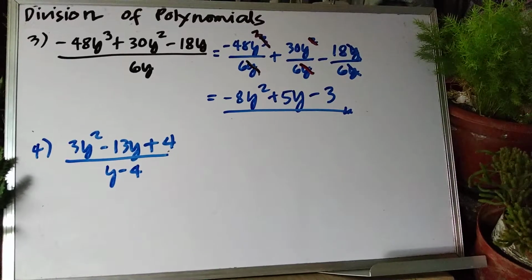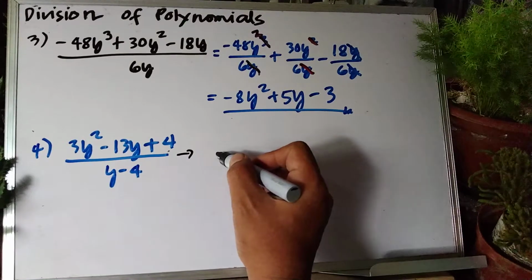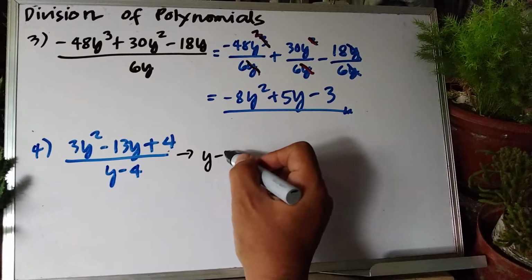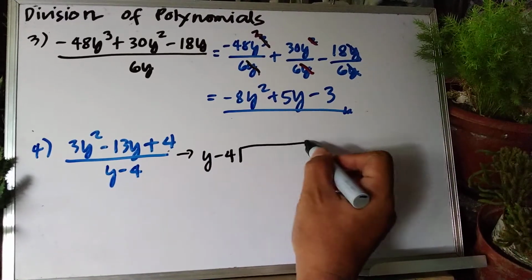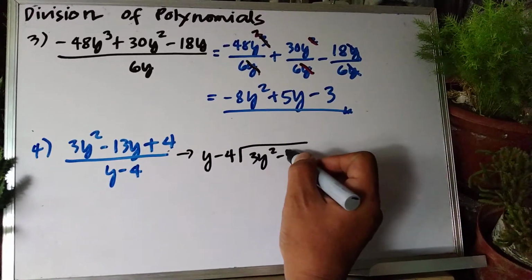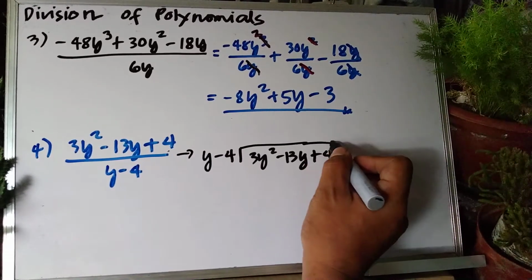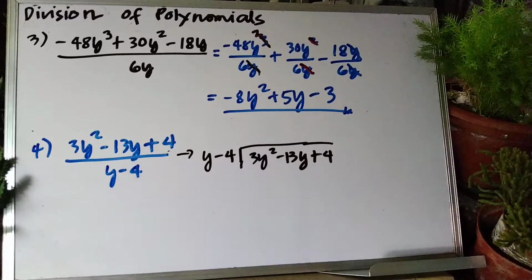Okay, sa atong naagian sa elementary o high school, we can solve this by this. So you have here the divisor y minus 4. Okay, you have 3y squared minus 13y plus 4. Diba, mamali atong pag-divide sa high school pa ta or elementary. Okay, so let's divide that one.